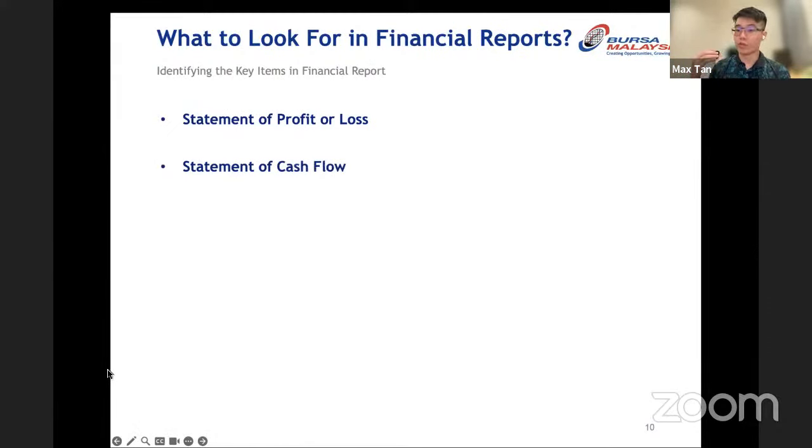Then we also move into the statement of cash flow. This is actually one of the most important parts of the financial reports itself. Why? For the statement of profit and loss, if a company is creative to a certain extent, I don't want to mention any names, they could find some way to, I don't want to use the word manipulate, but make the numbers look nice. They have their creative accounting.